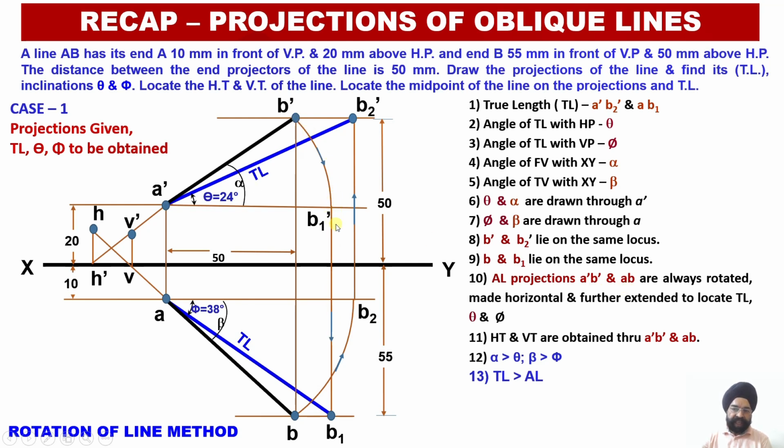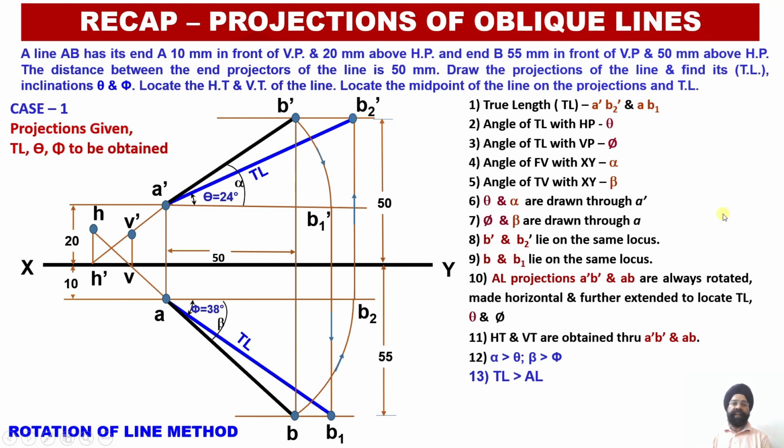And then they are made horizontal first of all after the rotation, and they are further extended to obtain the true lengths. Mind you, true lengths are never extended. Apparent lengths are always extended. So please see, apparent lengths are first of all rotated and then extended to provide you with the true length of a line. So HT and VT are obtained after extending A dash B dash and AB. So this is the recap of whatever we have already done.